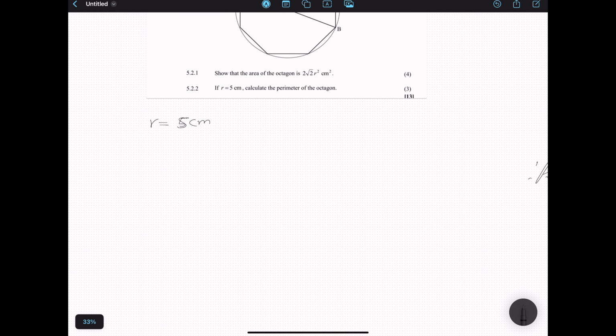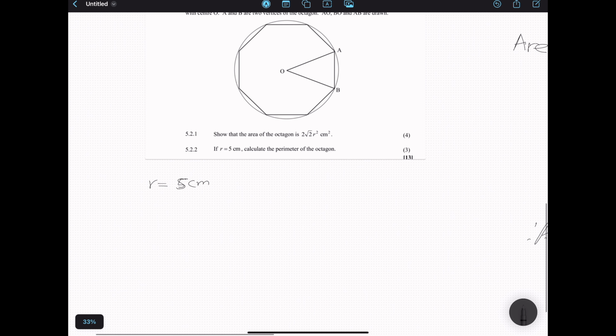For us to get the perimeter of the octagon, obviously we have to know this side also. We have to know AB, because the formula for the perimeter is going to be 8 multiplied by whatever the side is. For us to get this side, we can use the cosine rule, because we have this as 5, we have this as 5, and we have this angle. We know this angle is 45 degrees. So using the cosine rule, we can get AB.